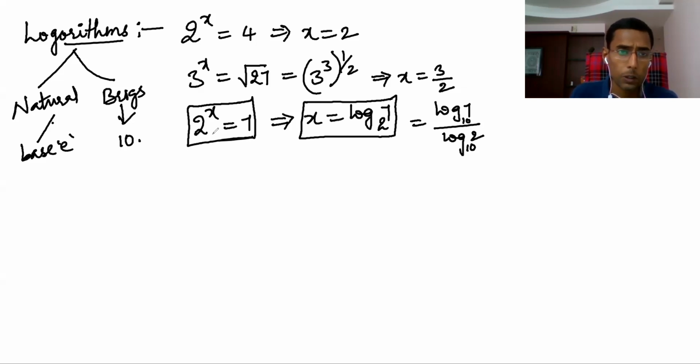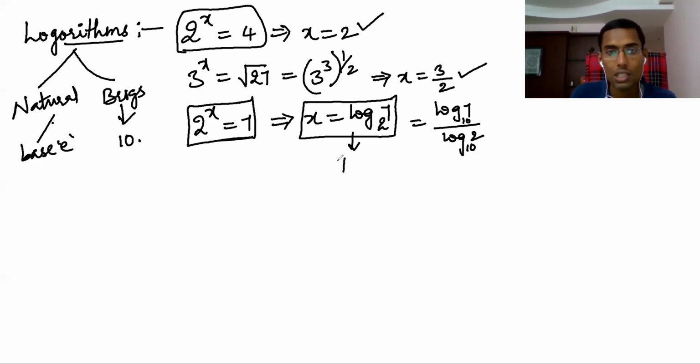Here, what I told is that logarithms come only from exponents. When you are not able to write the x value: here x equal to 2 is an integer, here x equal to 3 by 2 is a rational number. Here 2 power x equal to 7, x equal to log 7 base 2 is neither an integer nor a rational number. That means this log 7 base 2 is irrational.